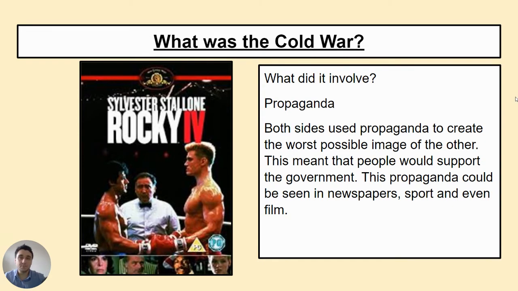I've pictured this one here. This is probably my favourite one. Rocky IV, fantastic film, was made in the 80s when the Cold War was really at its height. It's worth a watch just to show how the Americans tried to portray themselves much better than the Russians, both sporting-wise and morally as well. Excellent film. Go and watch it.